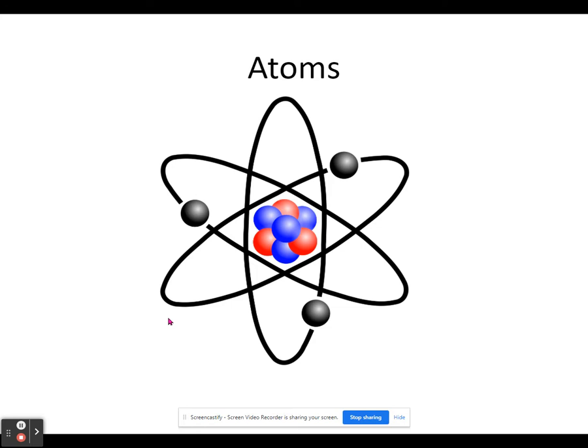Today I'm going to introduce you to some atomic structure. You may have seen this before, so if so, this is just going to be a little refresher, but there'll also be some things which I'm pretty sure you have not seen before. Okay?